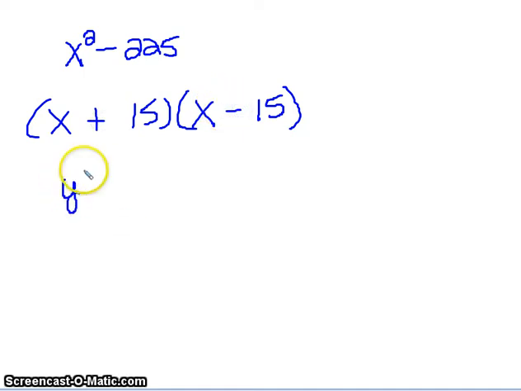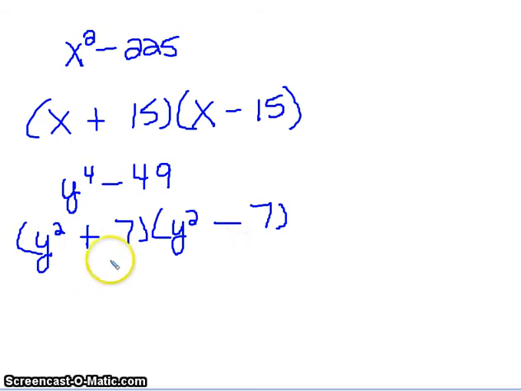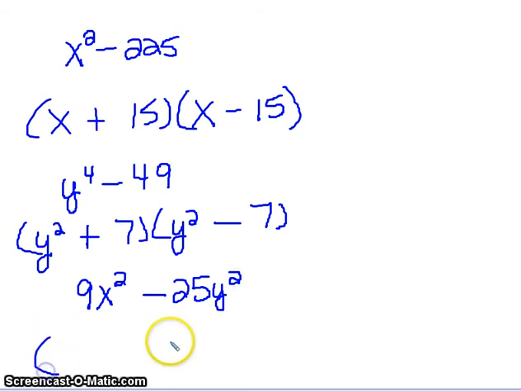What if I give you y to the 4th minus 49? Y squared and y squared. What's the square root of 49? And 1 is a plus, 1 is a minus. Now, yes, Pauline? Does it matter which goes first? No. What property says it doesn't matter? Commutative property of multiplication.